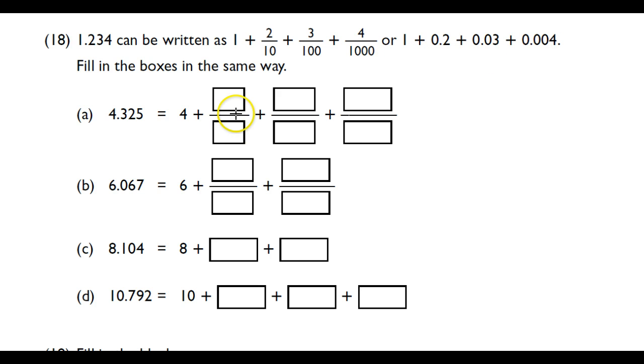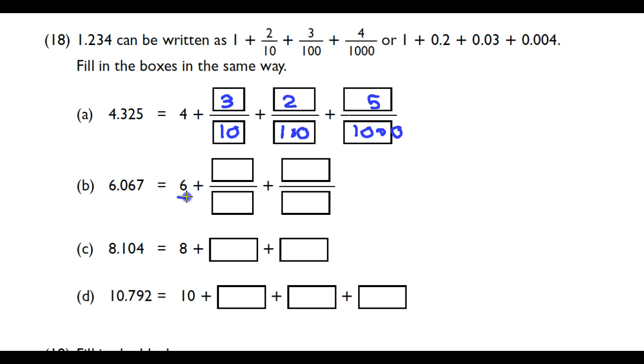Now let's go into fractions first. This is the fraction part. Below you can see this is the decimal part. Now the first one is 3 over 10. Second is 2 over 100. The third is 5 over 1000.